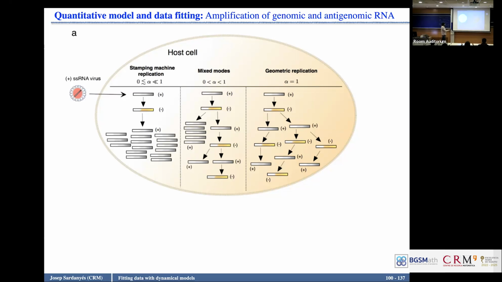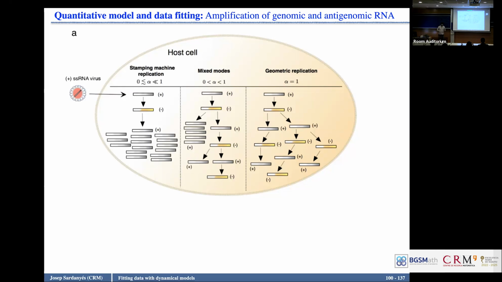In the other extreme, one positive gives a negative, and then negatives can give positives, positives can give negatives, and so on. So each genome has the same probability or the same rate of production. This is called geometric replication. Of course, these are two extremes of a continuum, because we may have mixed modes.